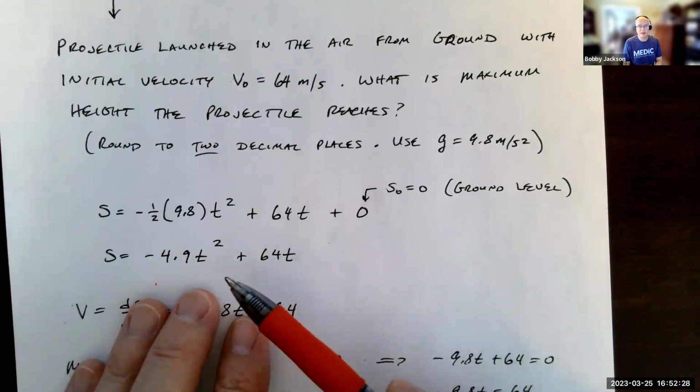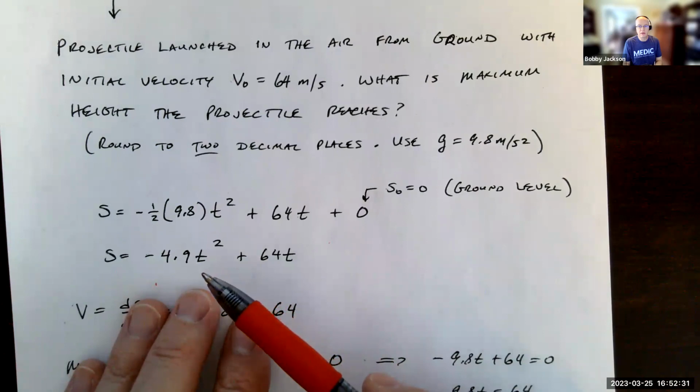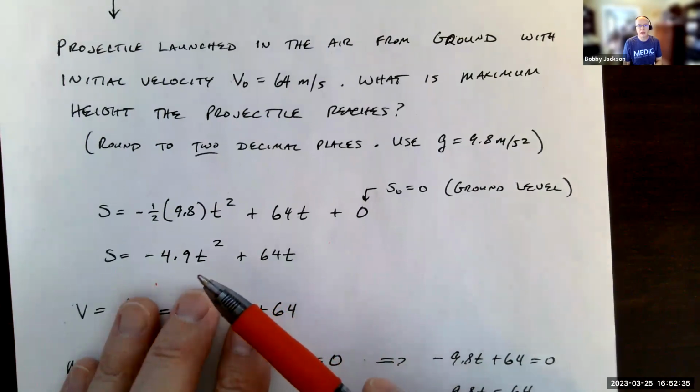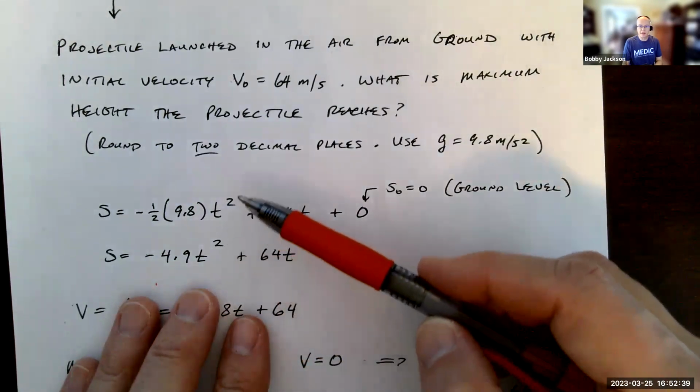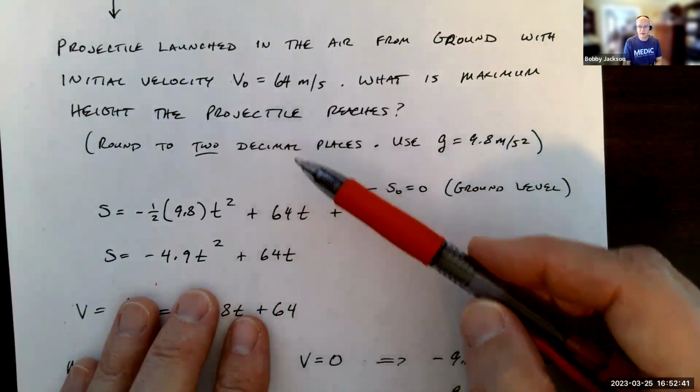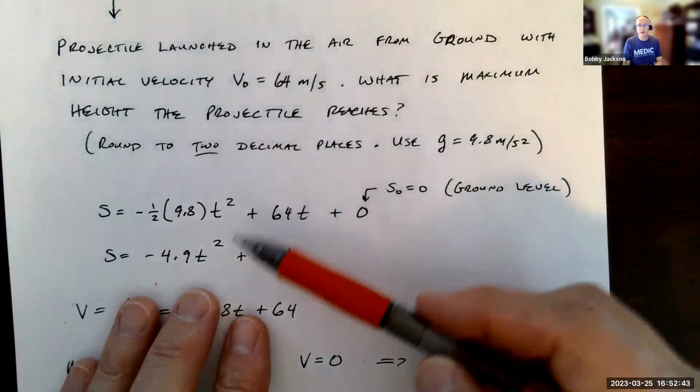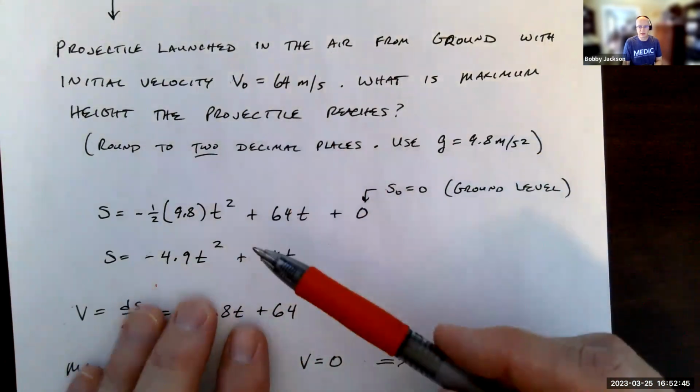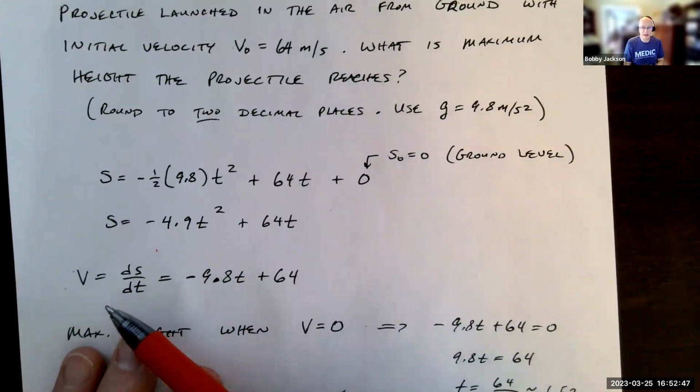But we're going to find it using calculus. And the way we find the maximum height with calculus is to find when the object's velocity is 0, right? When it's changing from a positive velocity going up to a negative velocity coming down. So at that point, the velocity is 0 at the maximum height. So we need to find the velocity first.